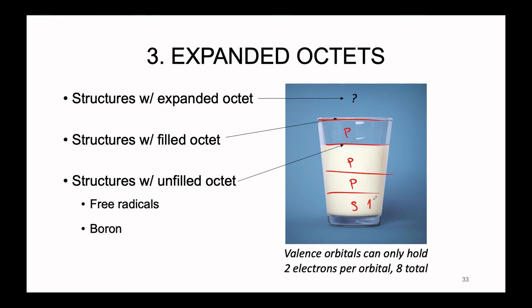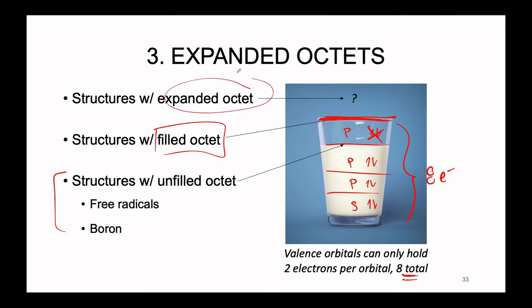If you place 2 electrons in each of these orbitals, we are going to slowly fill up the glass. Once the glass is filled, we have a total of 8 electrons in your valence shell. Right, your valence orbitals can only hold 2 electrons per orbital, giving you 8 total. And it makes sense if we need to draw structures that have unfilled octets. This means that we just don't place this last pair of electrons, or maybe we have 1 free radical electron, but the milk is still going to fit inside of this glass. Structures with filled octets fill this glass perfectly.